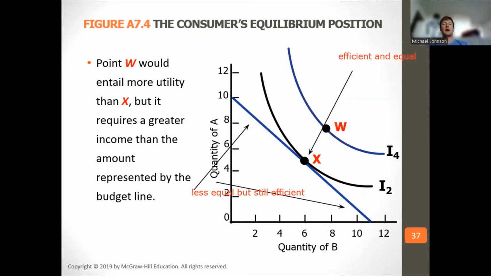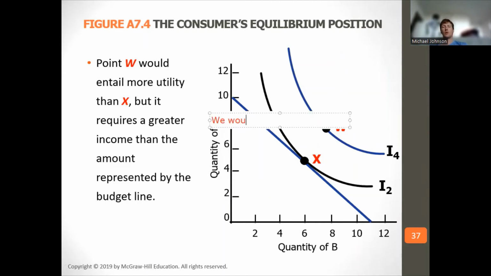Then point W would entail more utility than X, but requires greater income than the amount represented by the budget line. So we would need more income to shift from X to W.